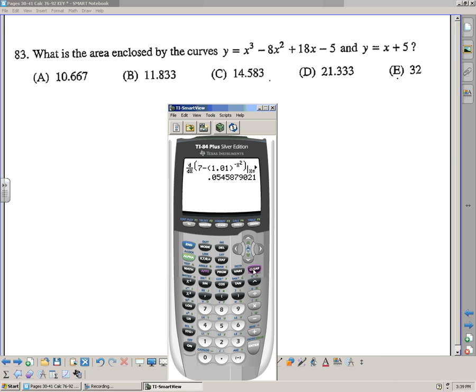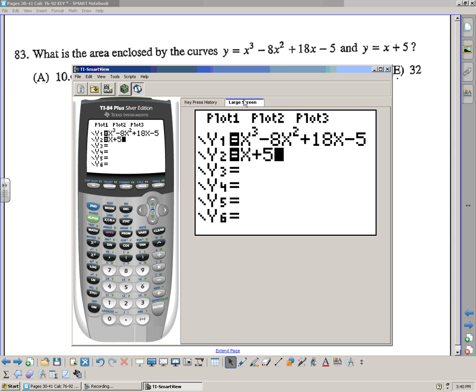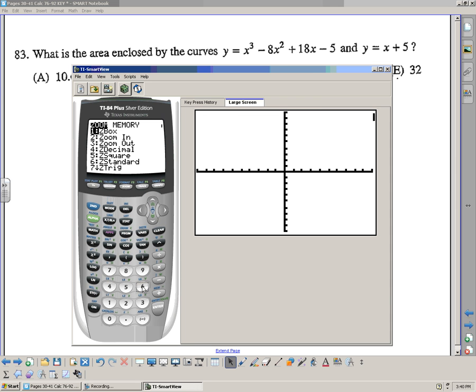So we clear this out. I'm going to type in the x cubed minus 8x squared plus 18x minus 5 in the y1 bay, and in the y2 bay I'll type in x plus 5. And then we're going to see, I'm actually going to do this bigger. I'm going to do zoom standard at the moment. And we're going to see our graphing calculator.